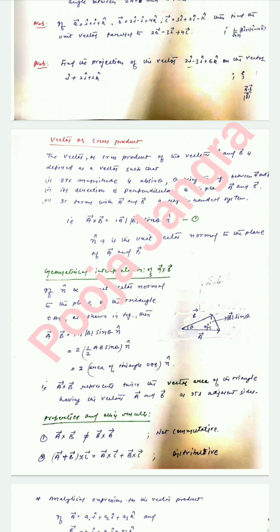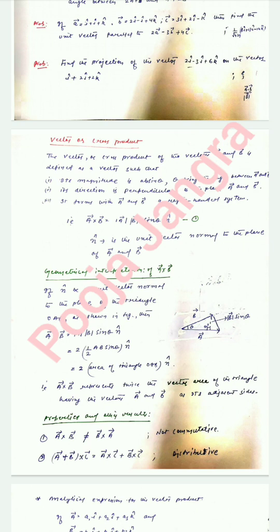So A cross B is equal to magnitude of A, magnitude of B, sine of theta, n vector. And what is the n vector? The n vector is the unit vector normal to the plane of A and B. So A and B are in your plane, and it is perpendicular to both vectors.